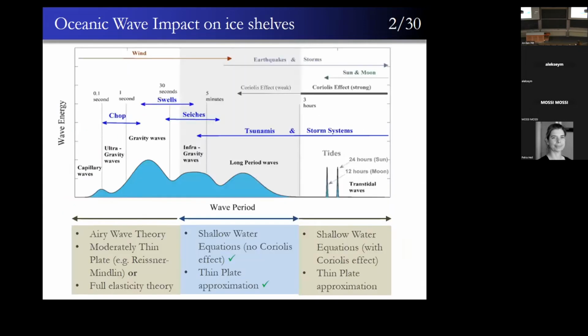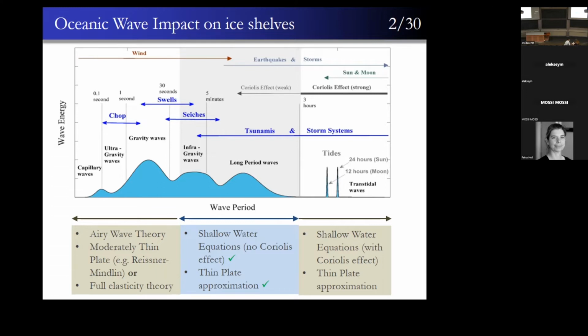And the basic regime that I will be examining with respect to the wave forcing is the long period waves. So we are talking about the gray shaded area where we have the shallow water equations with no Coriolis effect, so specific Rossby numbers, and the thin plate approximation due to the span of the ice shelf, the slenderness of it compared to the wavelengths and the thickness and the depth, of course.